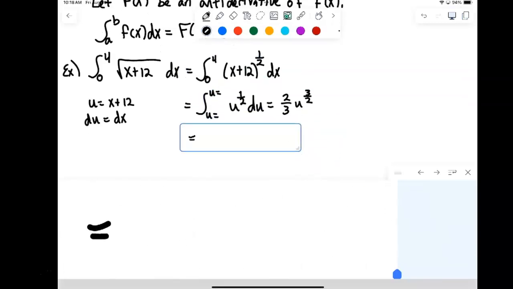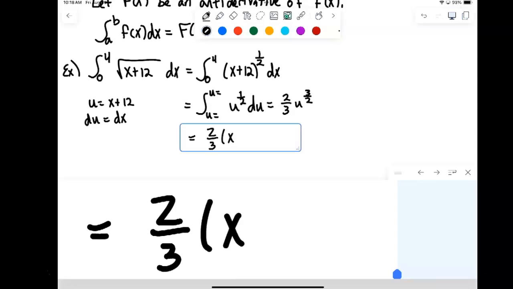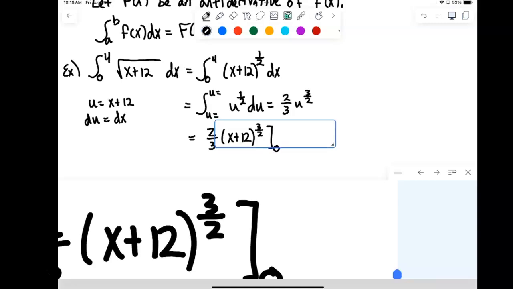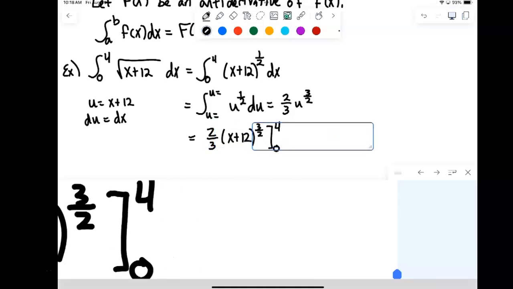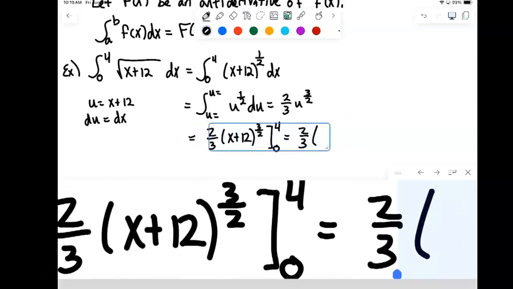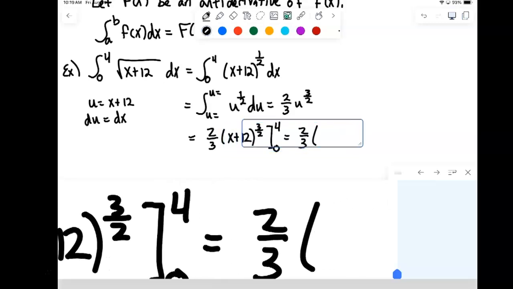So now I just convert back over to x, and I'm going to evaluate it. It's 2/3 of x plus 12 to the 3/2, and now I switch back to my limits 0 to 4. And now we can work that integral out. So 2/3 of, and then what do we have here? Well, first we evaluated at 4. 4 plus 12 will be 16. And so that's going to be 16 to the 3/2 power.